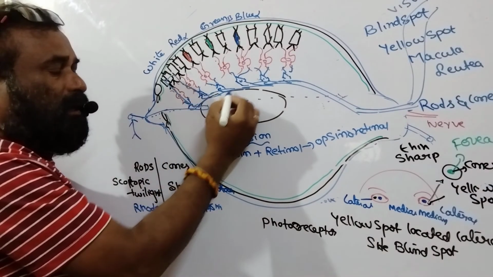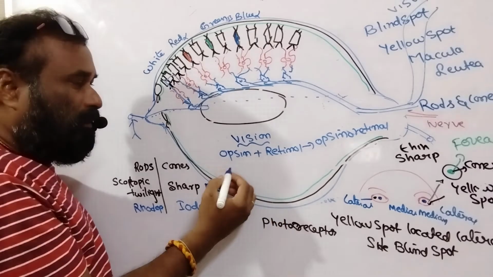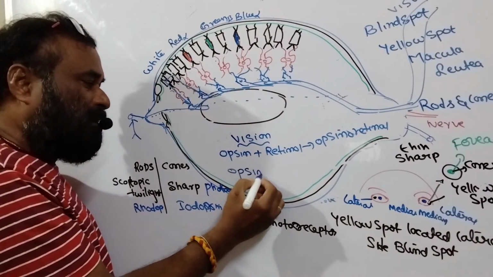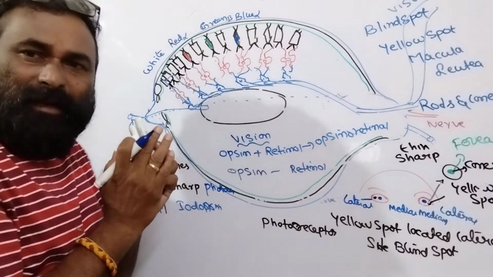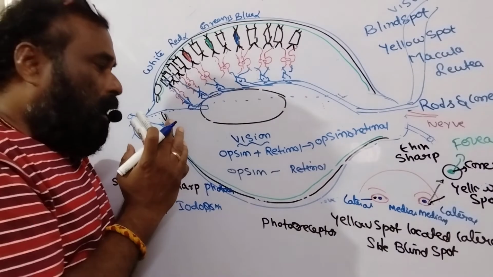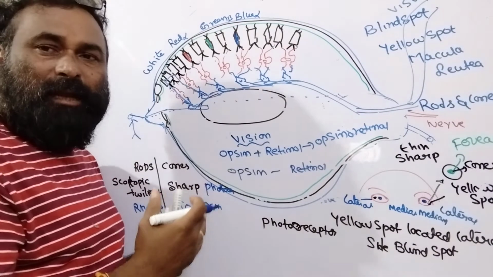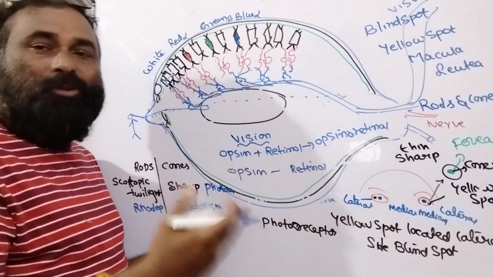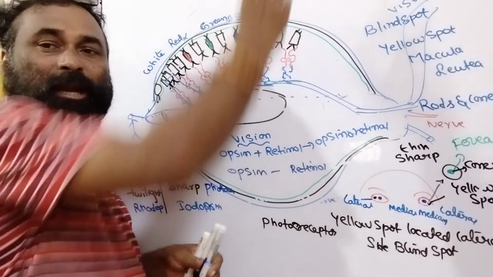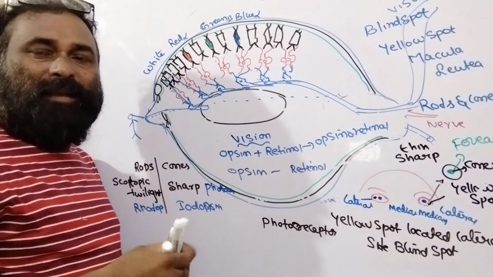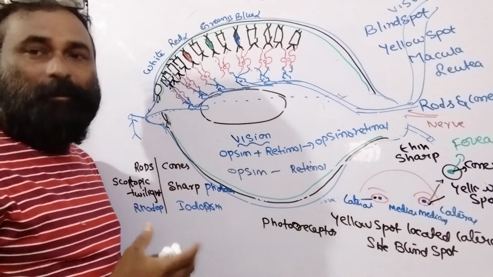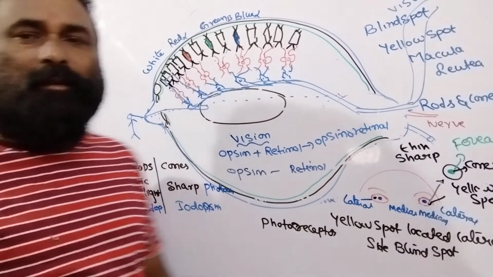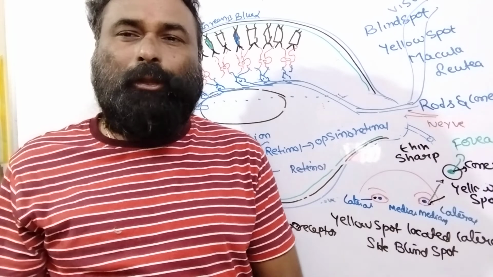And here the configuration is changed and converted, they divide like this, opsin and retinol. Whenever opsin and retinol are gathered, there is no vision. Whenever opsin and retinol are dissociated, it means an action potential is generated. That action potential moves to the visual cortex and causes the appropriate function to see the vision. So I think this is very beneficial to you.